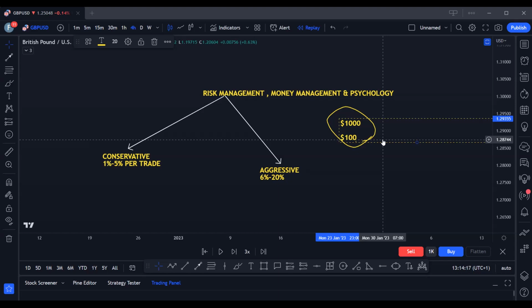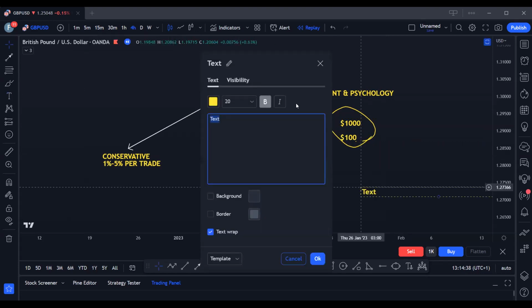And even if you blow your account, you are being aggressive, you know exactly how to correct that and how to make adjustments. So let's talk about how do you determine the right lot size you should be using based on your risk appetite. So we're going to be using a free tool called the position size calculator.